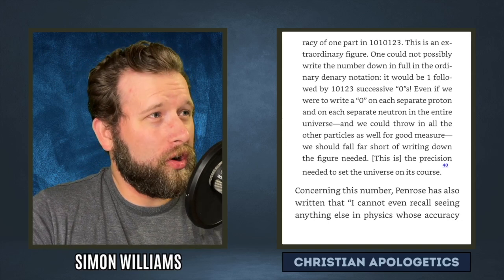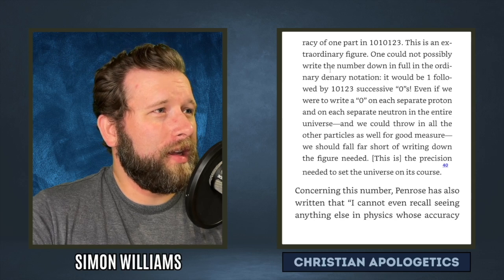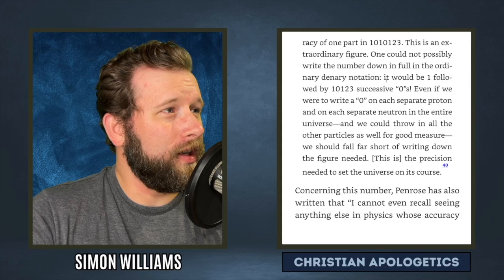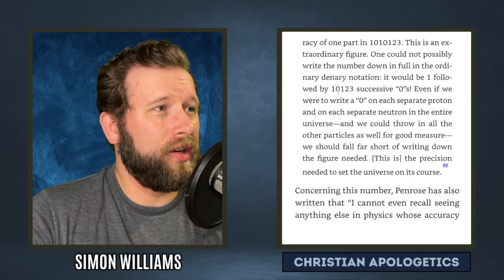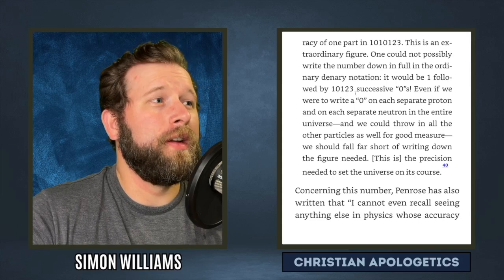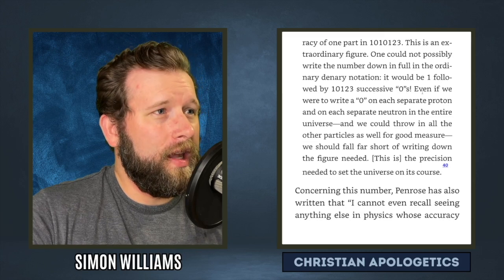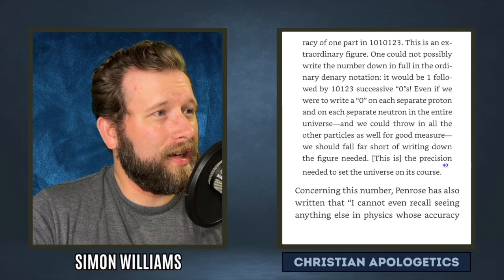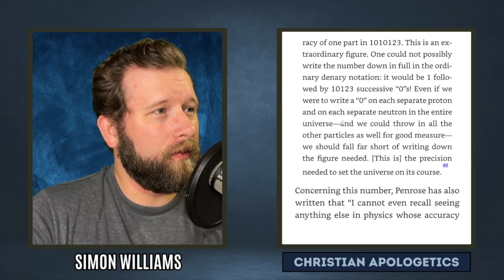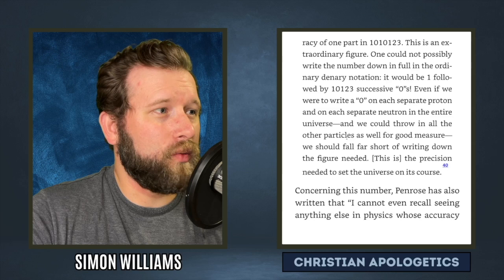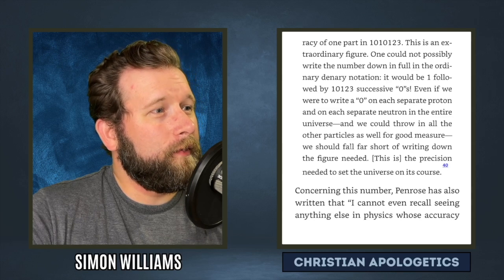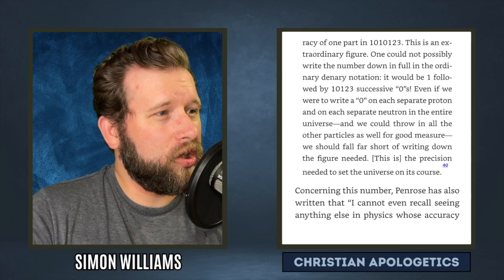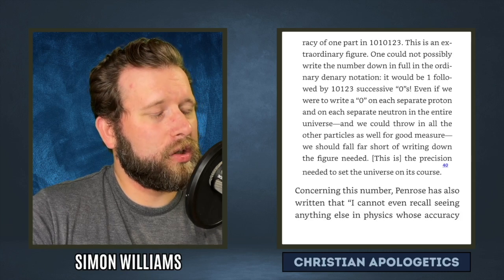This is an extraordinary figure. One could not possibly write the number down in full in the ordinary denary notation. It would be 1 followed by 10 raised to the 123rd successive zeros. Even if we were to write a 0 on each separate proton and on each separate neutron in the entire universe, and we could throw in all the other particles as well for good measure, we should fall far short of writing down the figure needed. This is the precision needed to set the universe on its course.